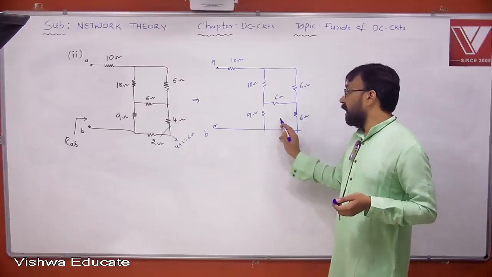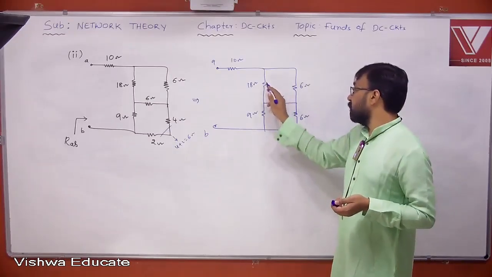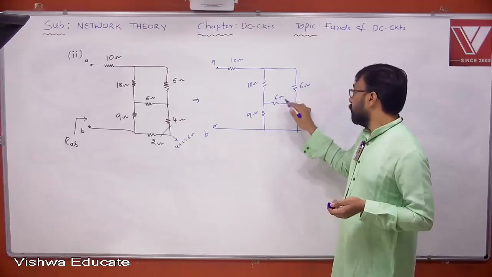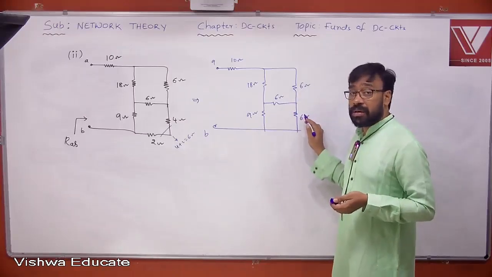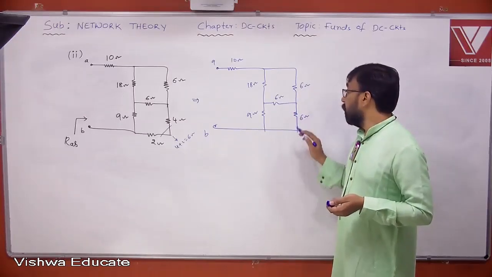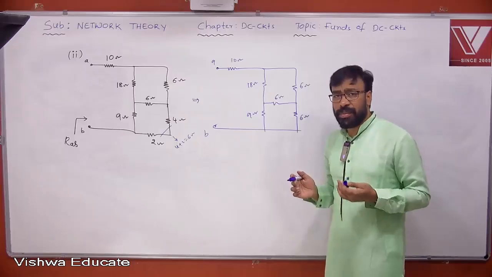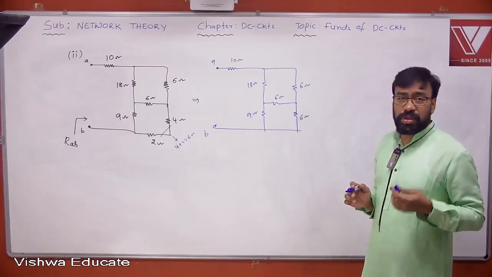Now, this is forming a delta. This is also forming a delta. These three are forming star. These three are forming star. Okay. Yes or no? But which one is to be chosen? That is an important point here. Which one is supposed to be chosen here?